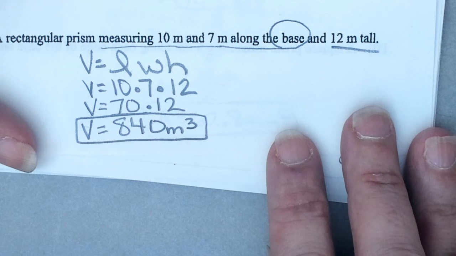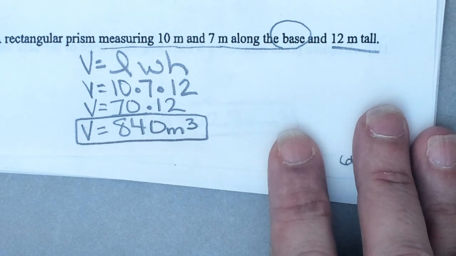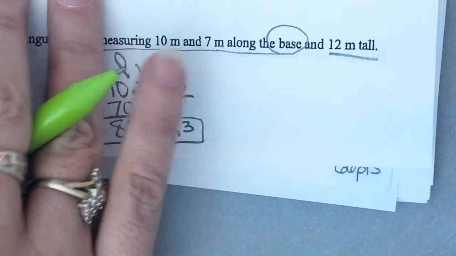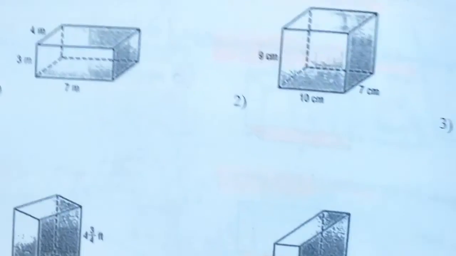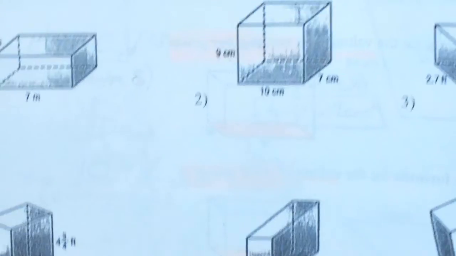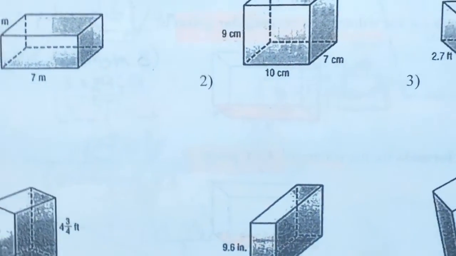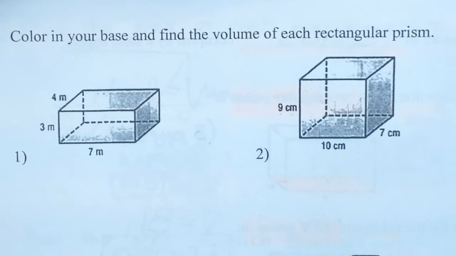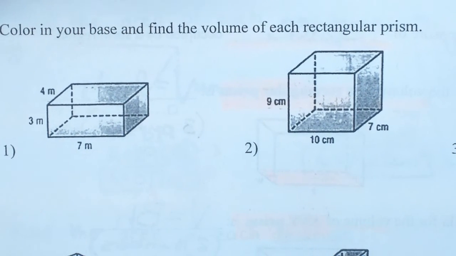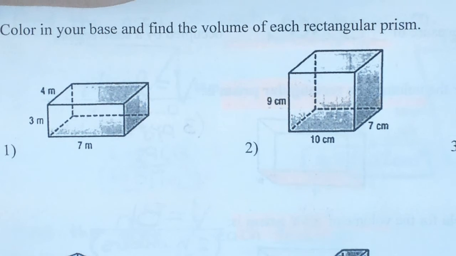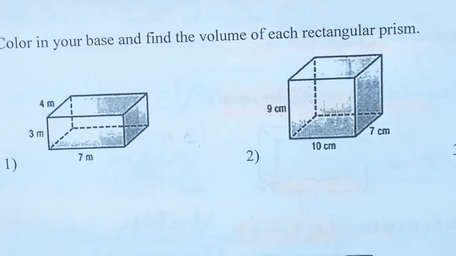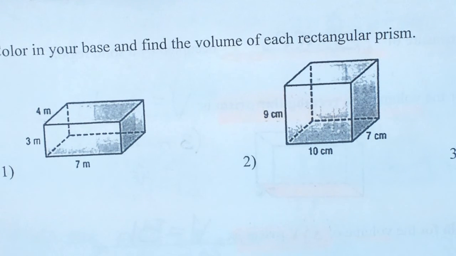Okay. Now on the back, this is the homework. Most classes have had some time to do it. Some of the classes have been kind of talkative, so maybe not. But so we're going to color our base and find the volume of each rectangular prism. Okay. So what numbers starting out, I know they look shaded, but they're not. It's just the way the copy machine makes it look.